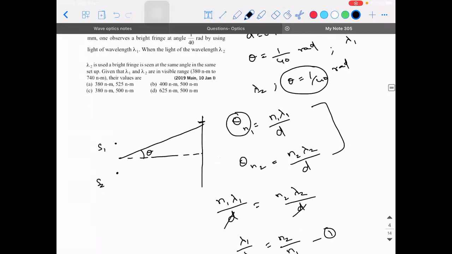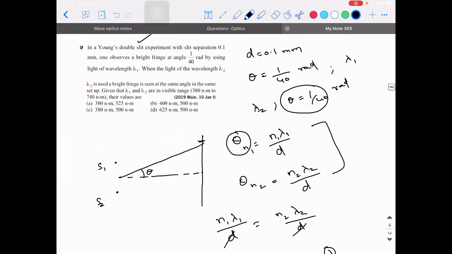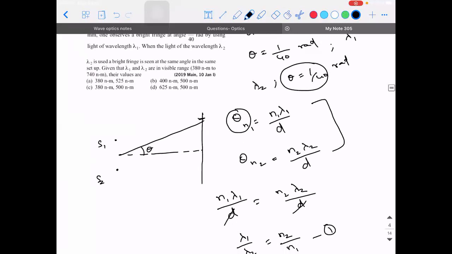Lambda 1 by lambda 2 is equal to... they didn't say anything about which is greater, or we don't know which wavelength is more and which is less. Looking at the options, there are conditions where the first is low and the second is more, and vice versa. Actually the question is a bit ambiguous, but let me think in a different way.